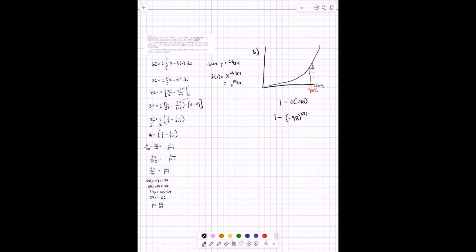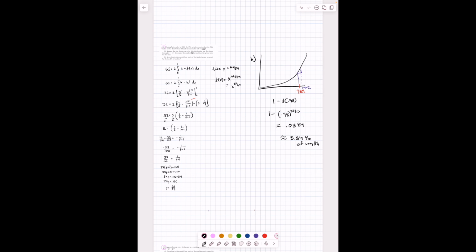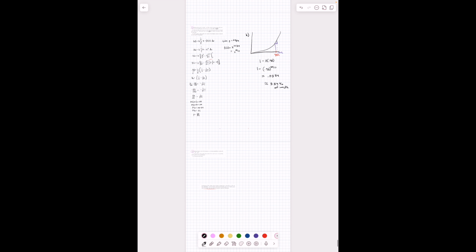0.98 to the 33 over 7. So I get 0.0384. And then this is roughly 3.84%. And if you think about it, that's pretty good because it's just saying that 2% of the families have 3% of the income, which is not a bad distribution.